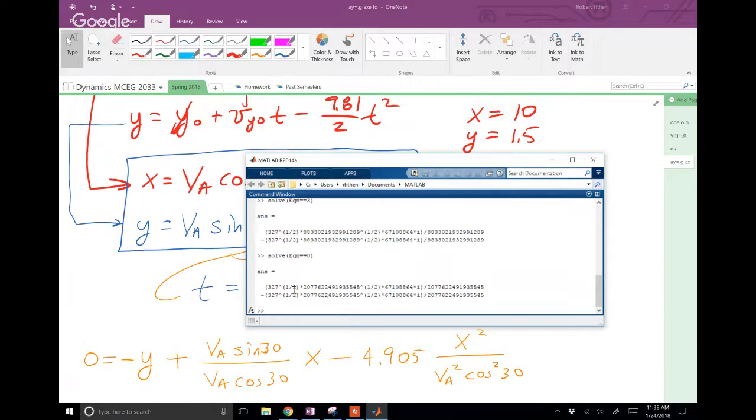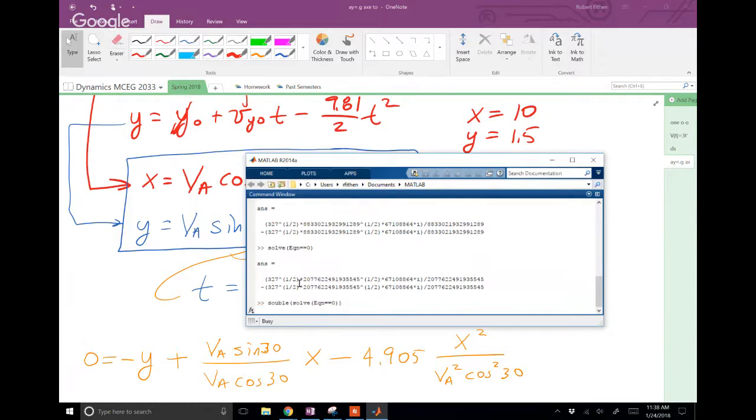So here's the thing. I've got 2 possible velocities. And see, look at that. Isn't that awful looking? But there are 2 ways I can do this. One is I can use double to turn it into a number.